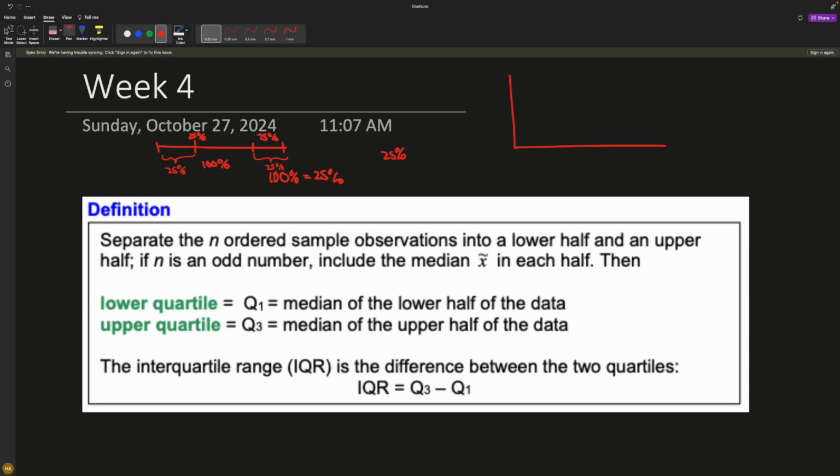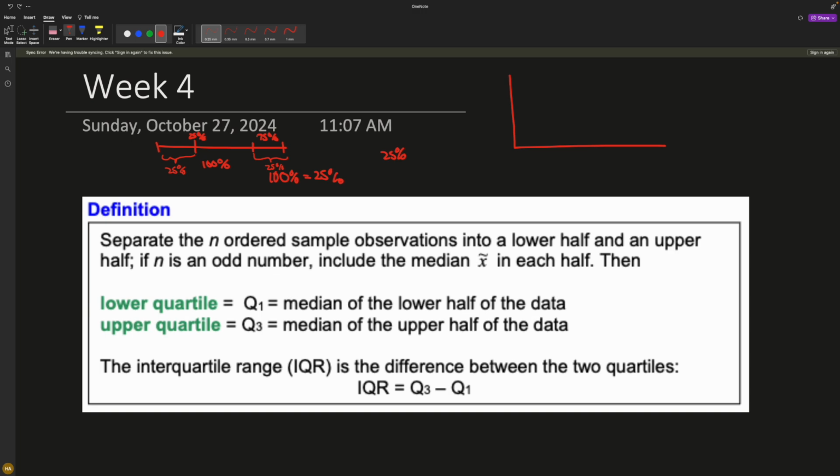So it's a quarter. Now you could also think, oh, you could choose a random point, 25%, and that would be a quarter of 100, yes. But when we're talking about lower quartile and upper quartile, we're talking about the bottom 25% and the top 25%, which is between 75 and 100. So separate the n-ordered sample observations into a lower half and an upper half.